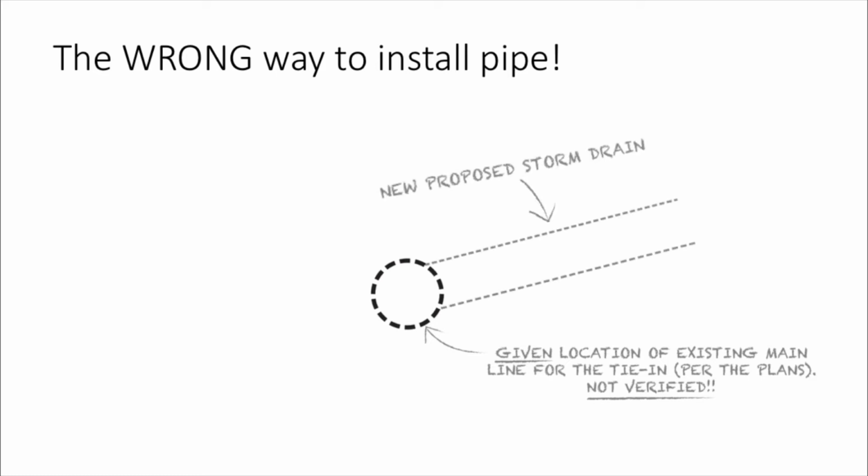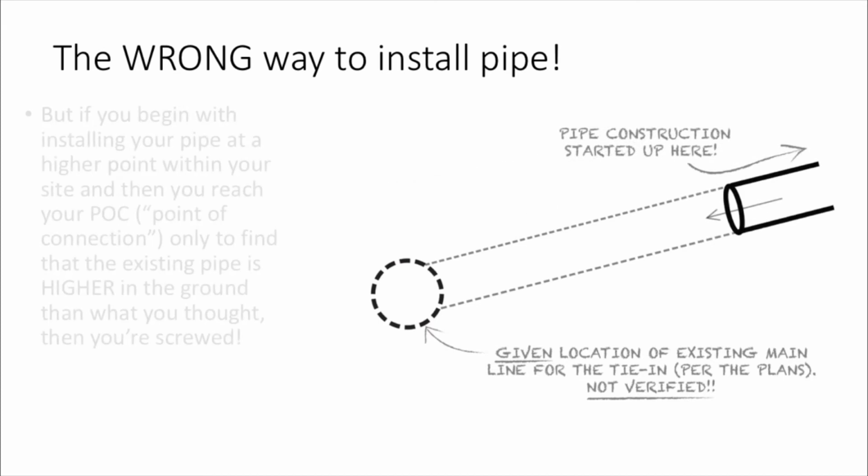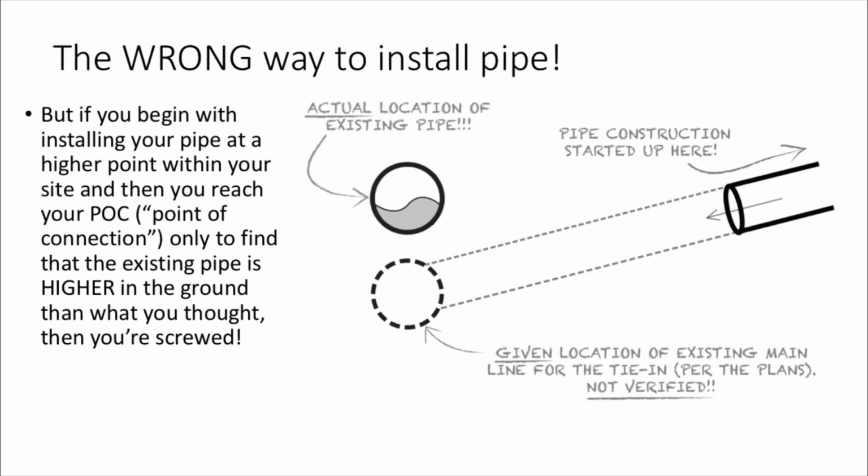And let's say this is the new proposed storm drain, but for some reason your pipe construction started further up the pipeline. Now, if you begin with installing your pipe at a higher point within your site, and then you reach your POC, or point of connection, only to find out that the existing pipe is actually higher in the ground than what you thought, then you're screwed.